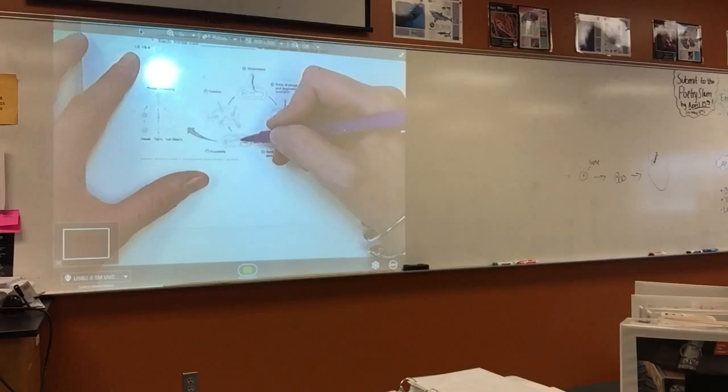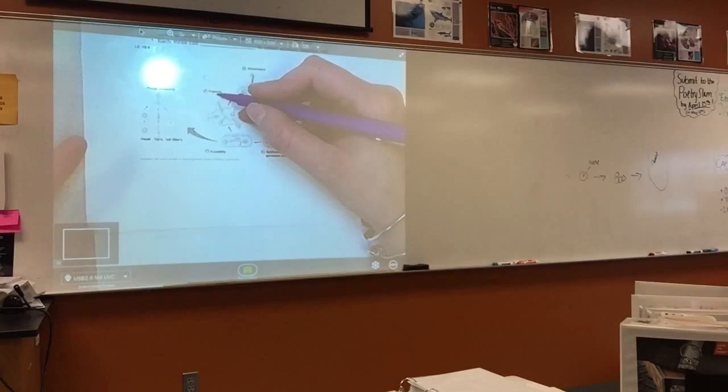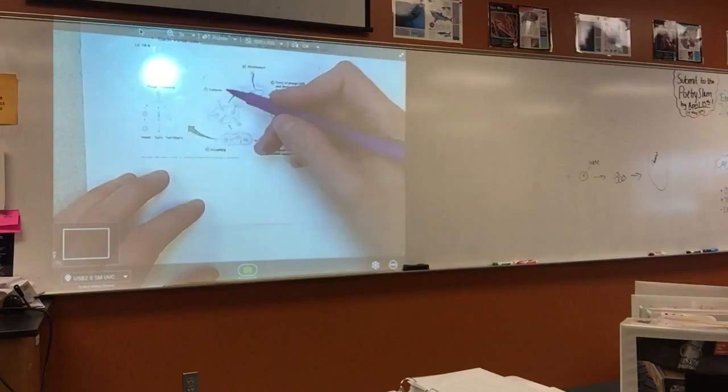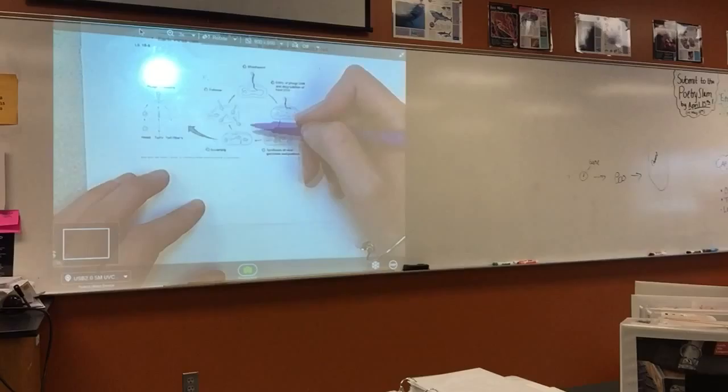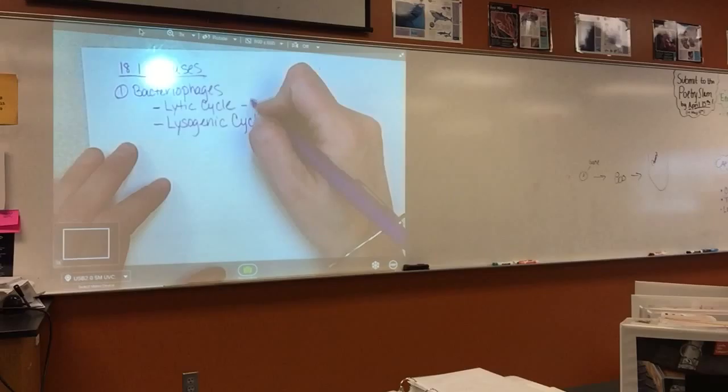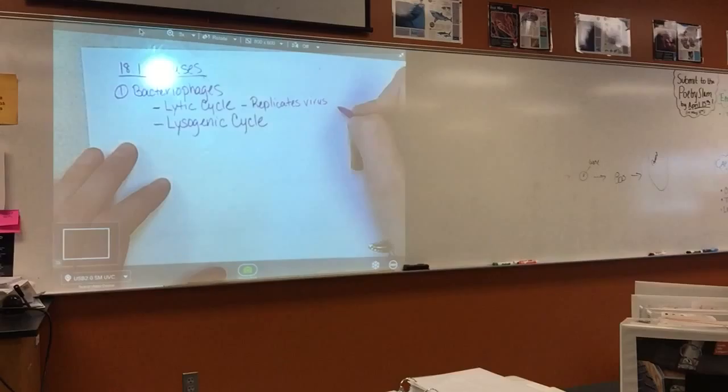And what happens to the host cell? It dies and breaks apart, and all the new viruses are released, and they go infect new cells. So what does this do for the virus? This replicates the virus itself. You go from one virus to lots of different viruses. So the lytic cycle replicates the virus and kills the host cell, right?